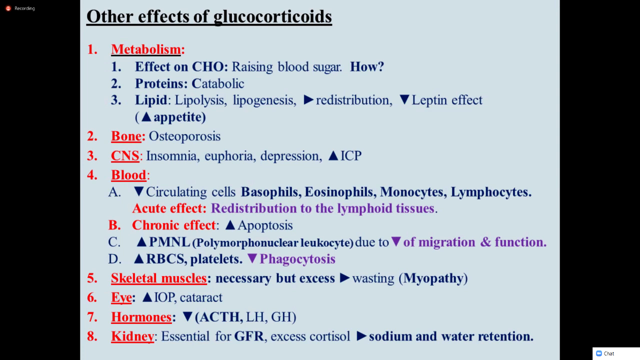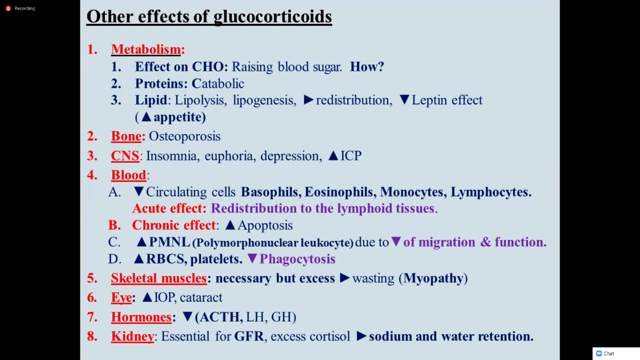And these effects may be desired or may not be desired. For example, they have effect on metabolism. So let's see effect on carbohydrate. The CHO is what we have written for the carbohydrate. So it raises the blood sugar level because these glucocorticoids decrease uptake and utilization of glucose and cause an increase in gluconeogenesis. So this may lead to hyperglycemia. That's why these are contraindicated in patients who have diabetes mellitus.